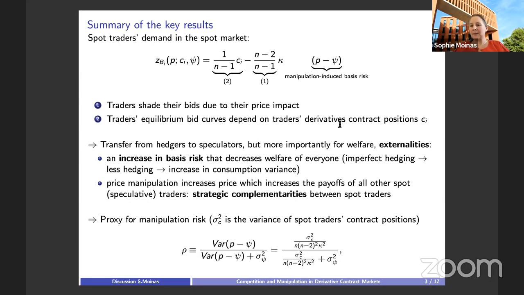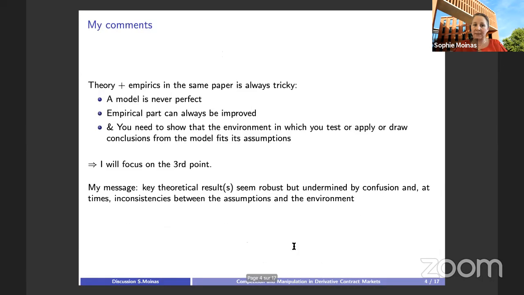The positive aspect of the model is that from the model, you can extract a measure, a proxy for the manipulation risk that is going to depend on some parameters that you can measure. Okay, so in the empirical part, Anthony is going to proxy some of the measures. In particular, for instance, he identifies exactly how many people are bidding in the auction. And so for other values that he is going to estimate, you can have an idea of the manipulation risk. Okay, so it's a very nice paper.